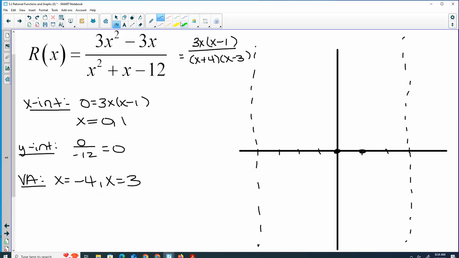Horizontal or oblique, it's based off the highest powers of x. So we want that in the one before we factor. It's easier to see here. If you take 3x squared divided by 1x squared, the x squareds cancel, and 3 over 1 is just 3. So it's a number, so this is a horizontal asymptote at y equals 3.